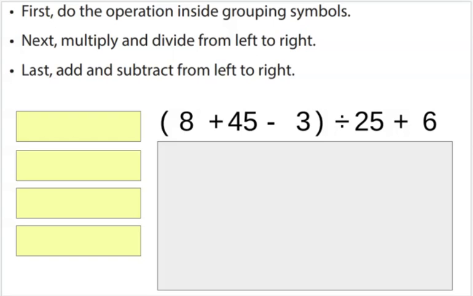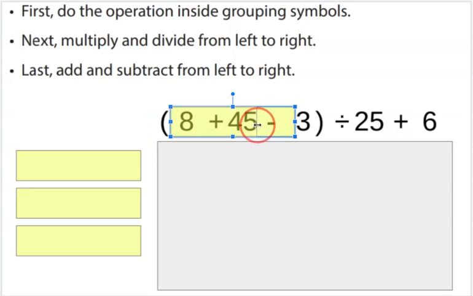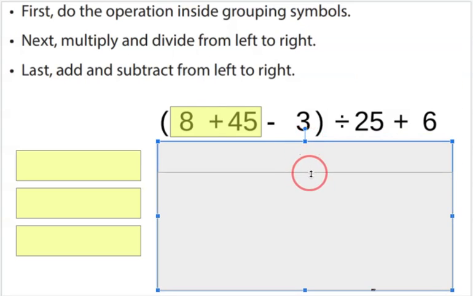All right, so let's take a look here. So the first thing I have to do is my grouping symbols. So I have to do this piece right here. And when I'm inside my grouping symbols, I still have to follow order of operations. So I see a plus sign and I see a subtraction sign. Well, they both are right here on this step, and I can see that I do them from left to right. So that means I am going to do 8 plus 45 first.